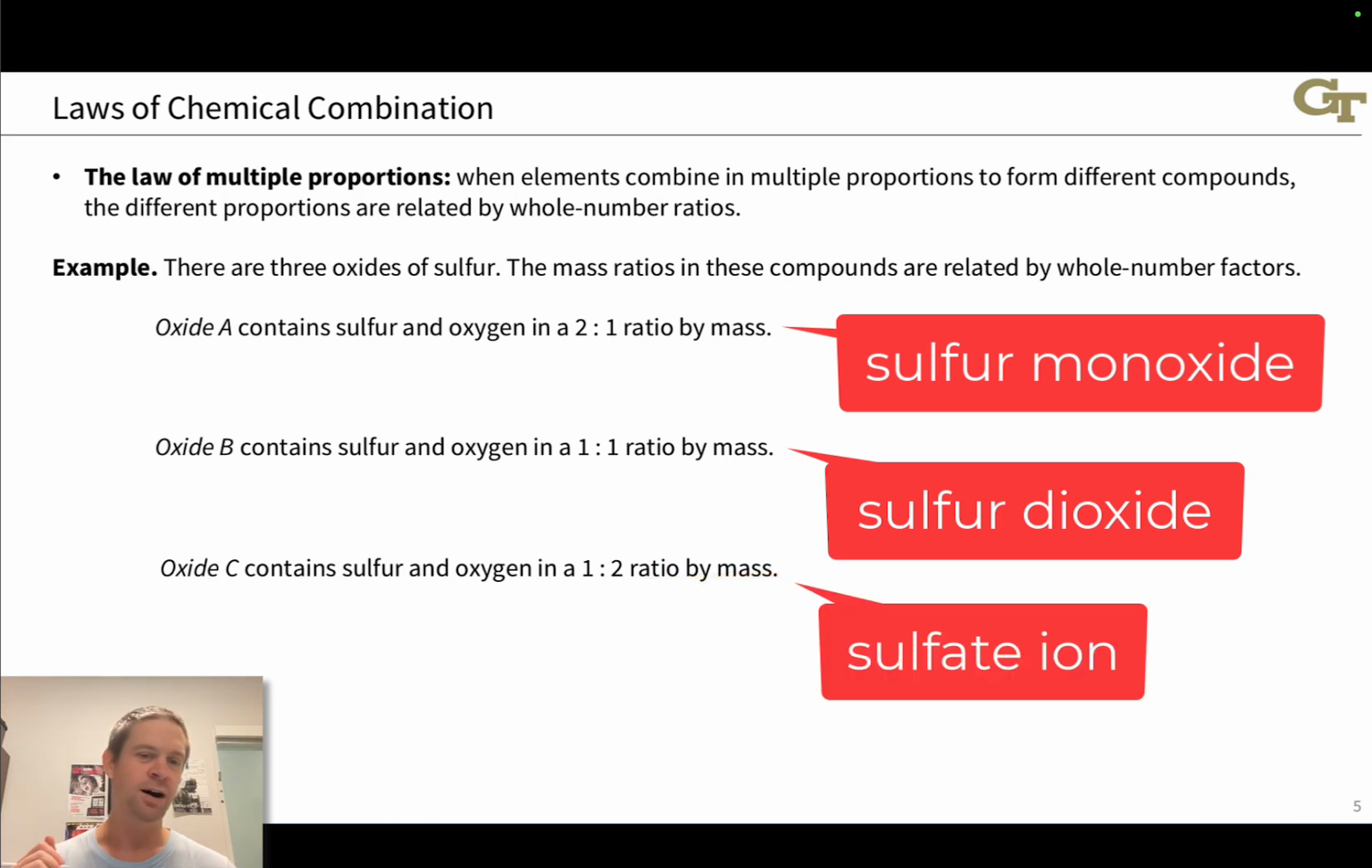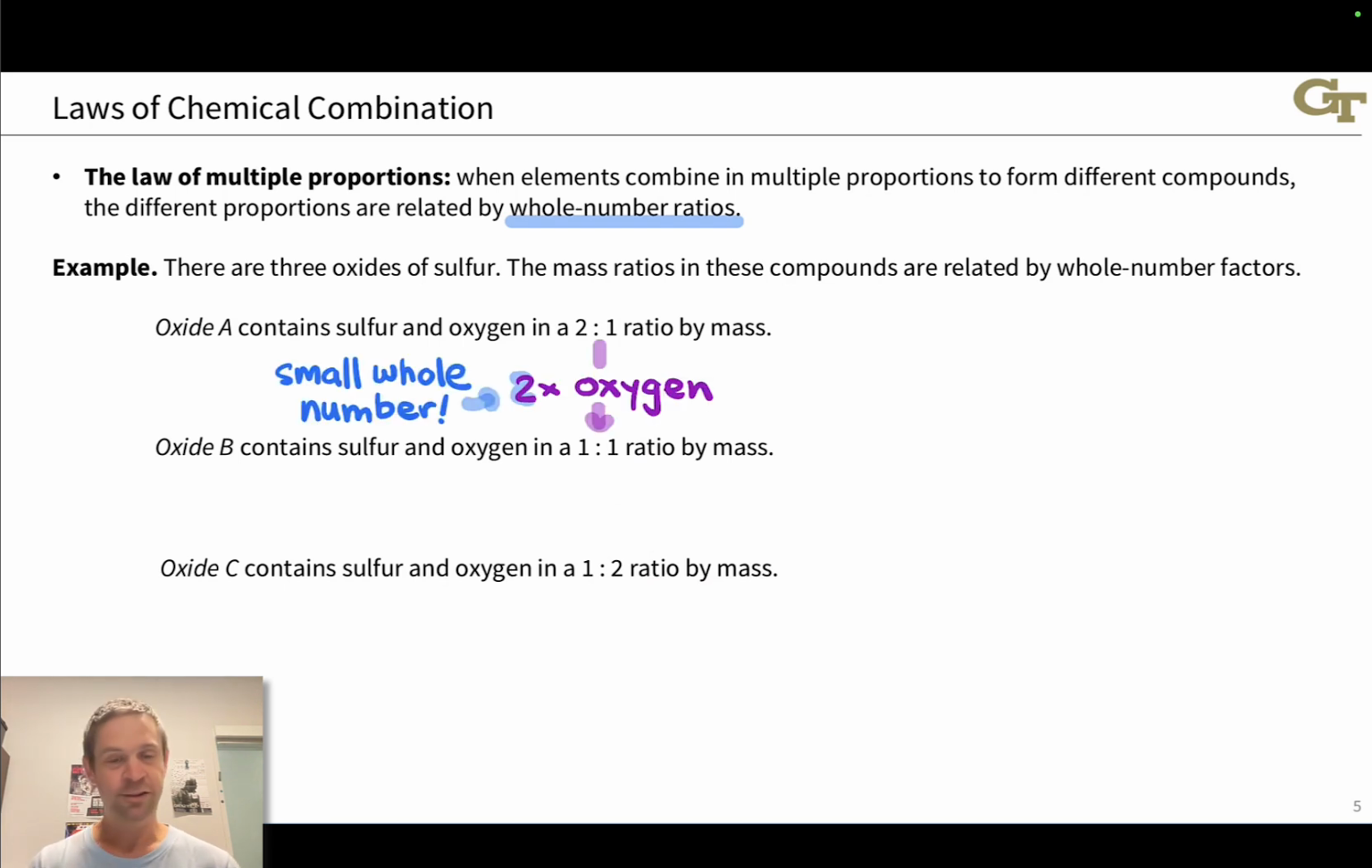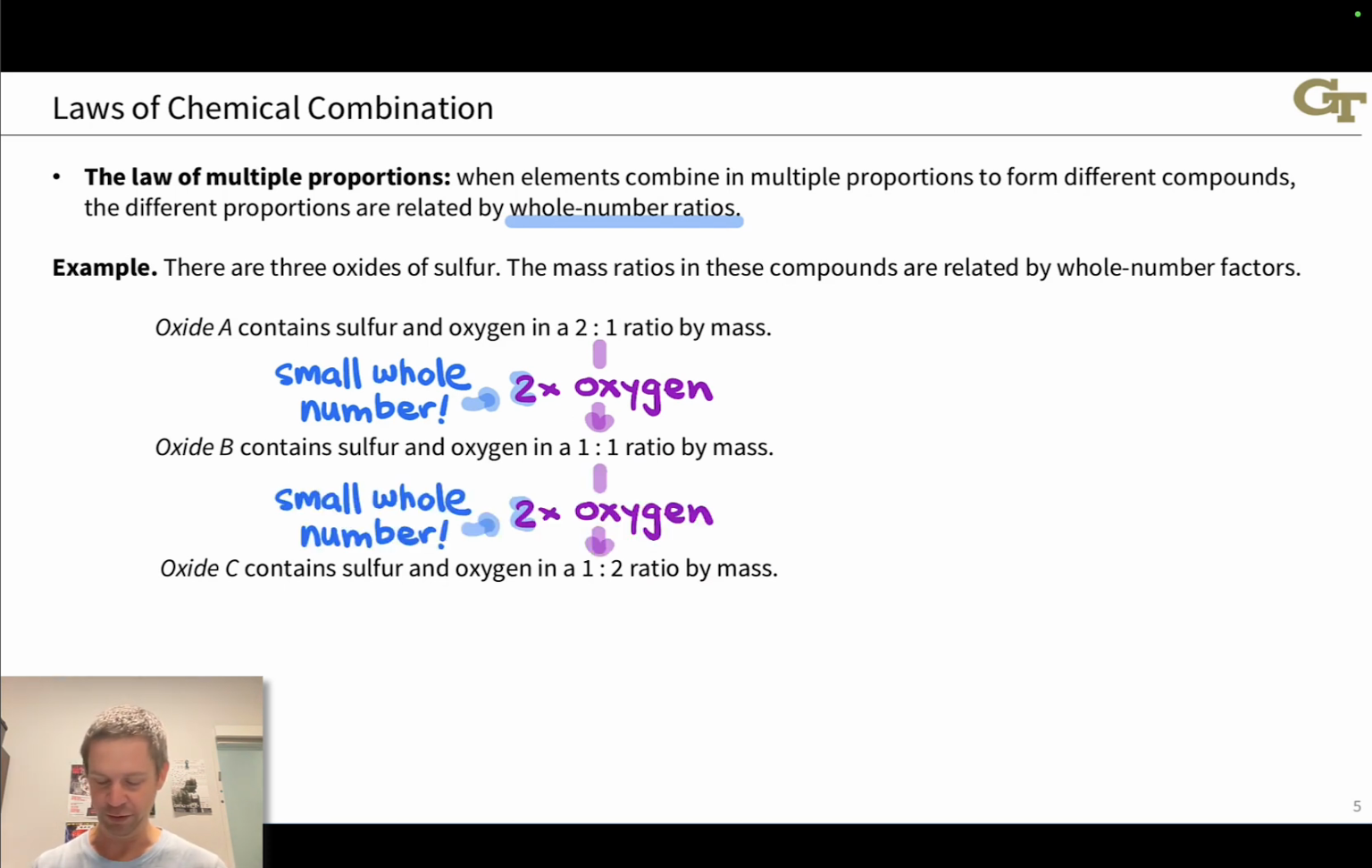So you can see as we go from oxide A to B to C, there's more oxygen in the compound relative to sulfur. We're increasing the amount of oxygen in the compound relative to sulfur, but not continuously, right? We have a whole number ratio between the different oxides. We're essentially doubling the amount of oxygen in going from oxide A to oxide B, and then in going from oxide B to oxide C, we're doubling this ratio again.